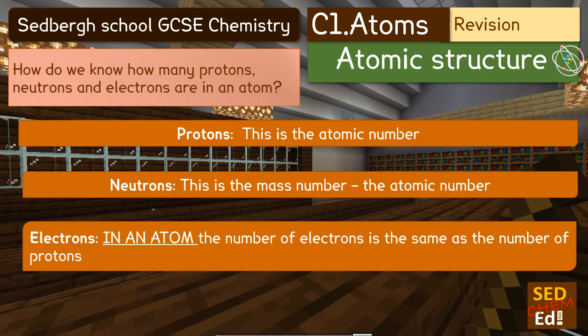That phrase "in an atom" is important because there are things that look like atoms which don't have the same number of electrons and protons, but we will look at those in another video looking at ions and isotopes.